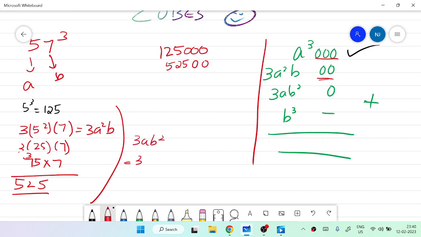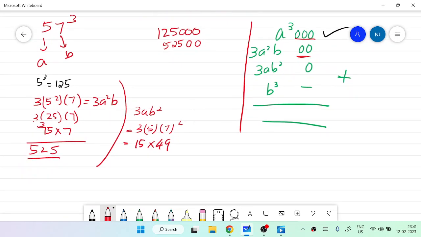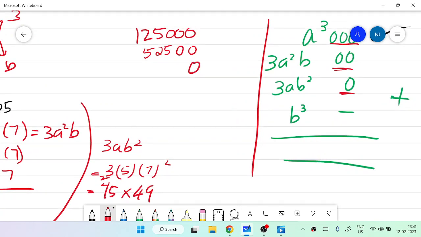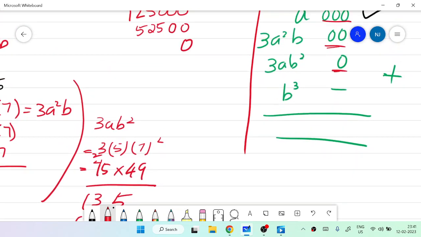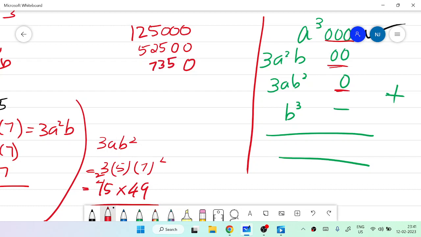Then we are going to find 3AB square, which is 3 into A value 5, B square is 7 square. Here 3 into 5 we already know is 15, into 7 square, which is 49. Then you have to multiply these two numbers. 9 5s are 45, 9 1s are 9, 10, 11, 12, 13. Put one star. 5 4s are 20, 2, then 4 1s are 4, 5, 6, 7, 3, 5. 735 is coming. Then finally you have to put one zero here. Here I'm getting a value like 735, so I have to put 735.